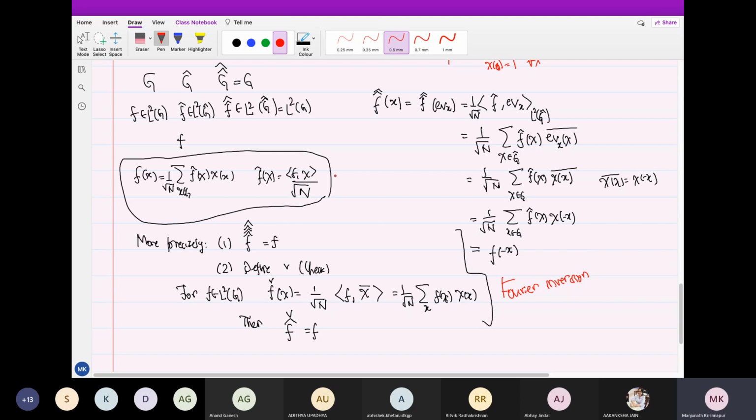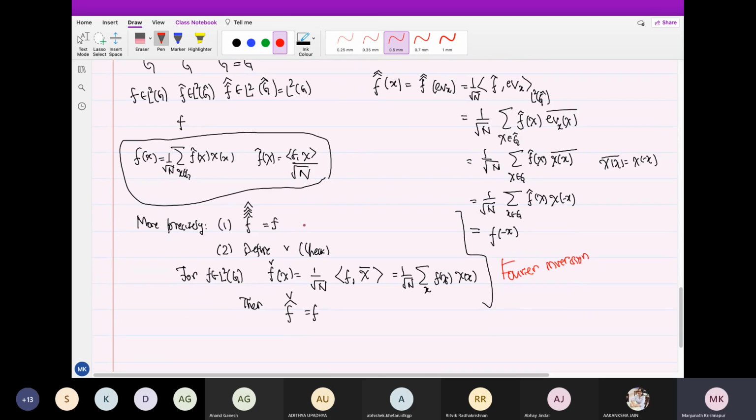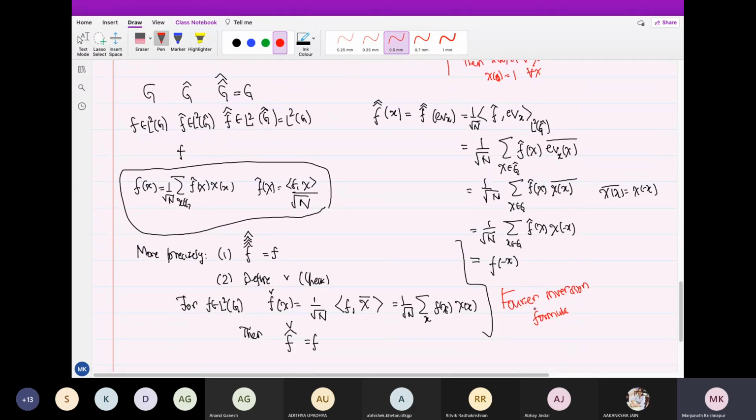So in other words, the way to come back: f to f hat is a unitary transformation. You can always go back from f hat to f, that we know. But the way to go back from f hat to f is more or less the same as the Fourier transform, meaning it's the check operation, not exactly hat, but the check, which looks more or less the same. So this is called the Fourier inversion formula. So this is the duality relation and the Fourier inversion formula.